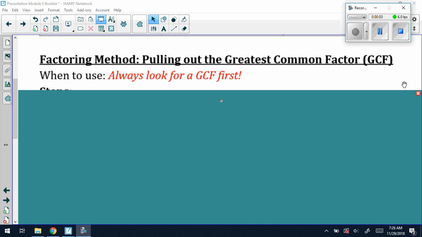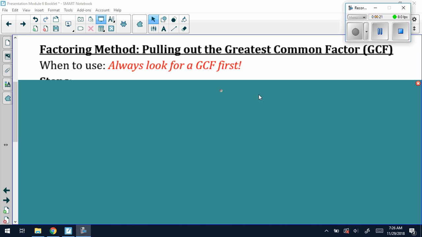In this video, we're going to talk about our first method for factoring polynomials, and that is pulling out the greatest common factor, or the GCF. We will use this method as our first method every single time we approach a new factoring problem. So we're always going to look for our greatest common factor.